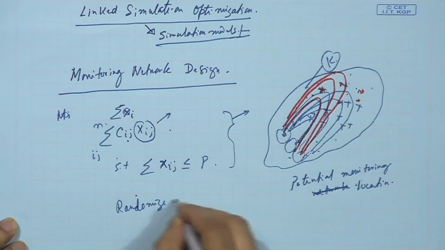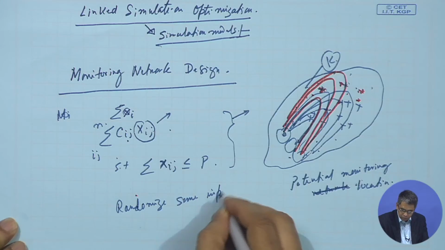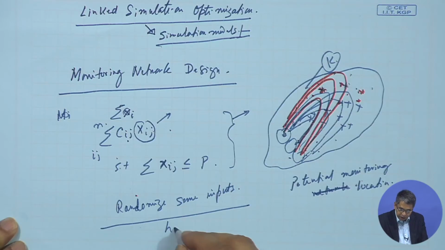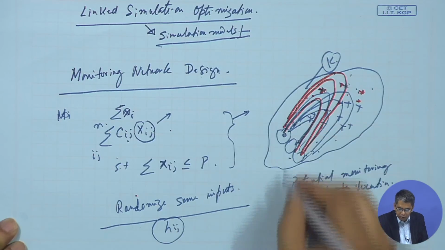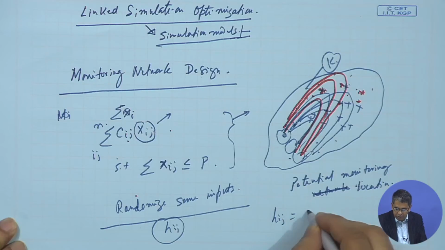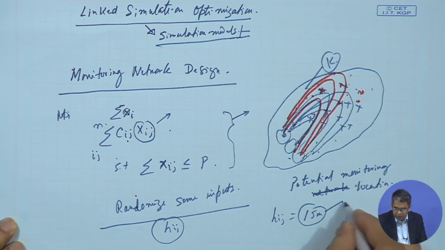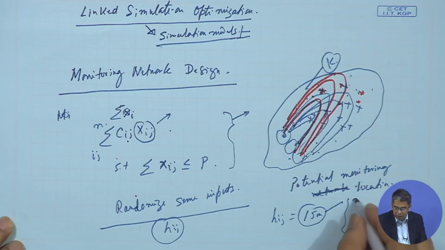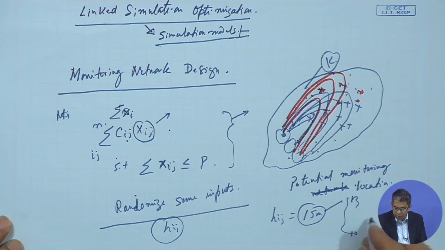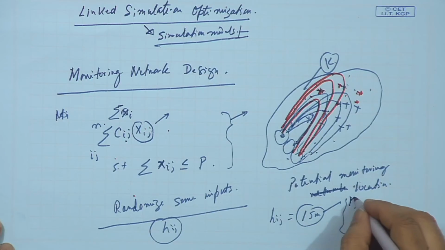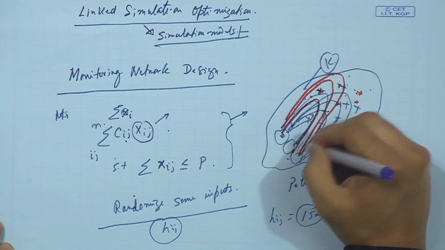So for different values, maybe I can come up with different plumes, which are generated by randomizing some of the inputs. Okay, I randomize some of the inputs, and it might include Hij also, because you don't know exactly. Maybe the mean value of Hij at one location is, say, 15 meters, but I can randomize it between some limits, which might lie between 13 and 16 or something like that. So in that case, for every different hydraulic head distribution, I might get a different set of plumes.